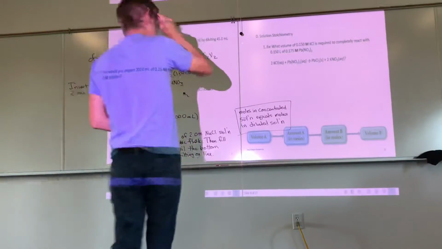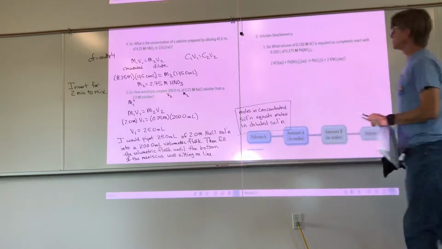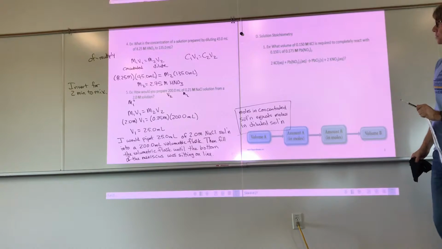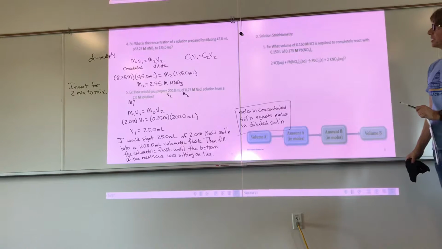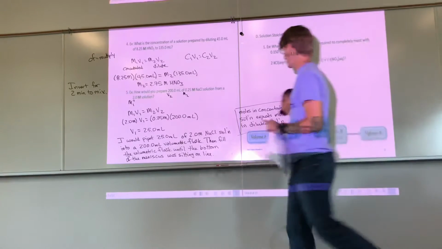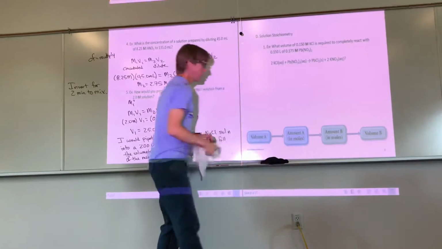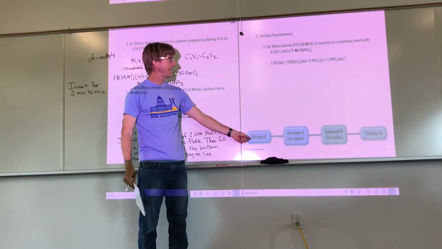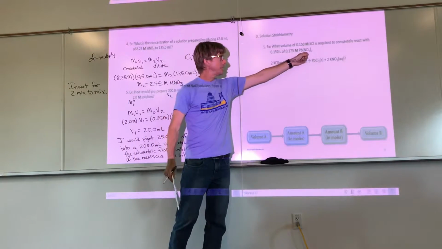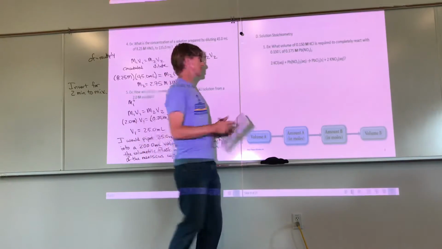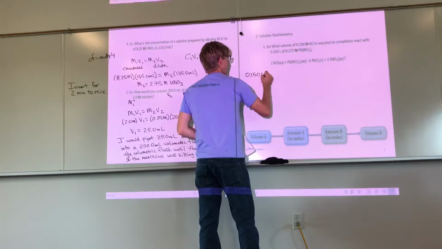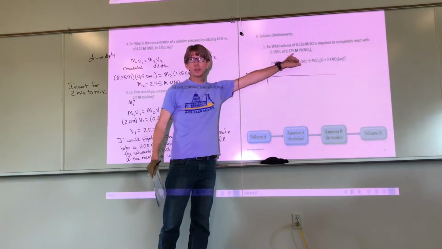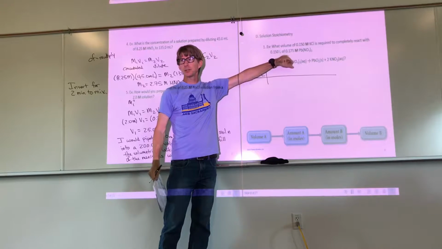Solution stoichiometry. What volume of 0.15 molar potassium chloride is required to completely react with 0.150 liters of 0.175 molar lead II nitrate? Well, this is going to be my diagram of how to solve this problem. I'm going to start with my given volume of thing A, which will be lead II nitrate in this case. I have 0.150 liters. I know that there's an "of" there, so chances are I'm going to be multiplying these two numbers together.